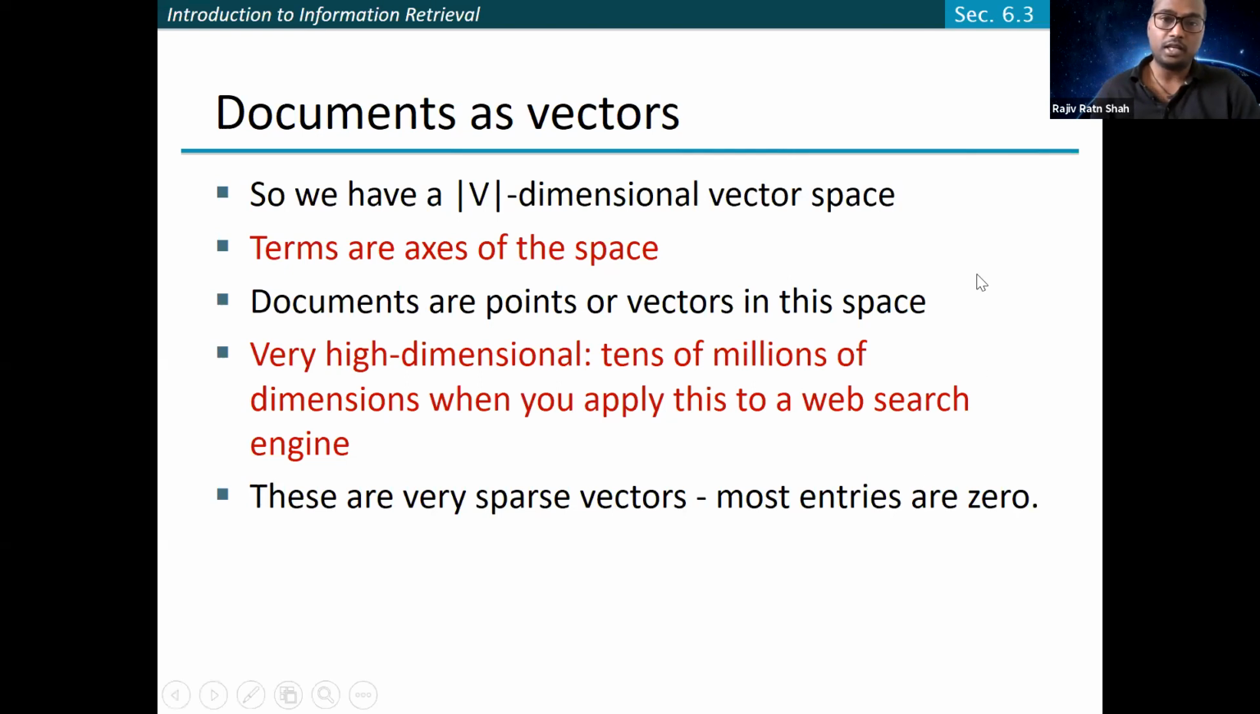In case of representing a document as a vector, we have a V-dimensional vector space where V is the size of your vocabulary, that is the number of terms you have in your dictionary. The terms are the axes of the space, so documents are the points or vectors in that space. It depends on how you represent different documents in the vector space based on which terms are present and which terms are not present.